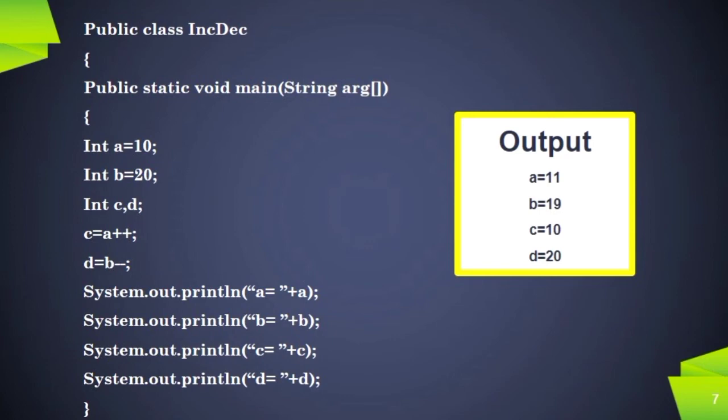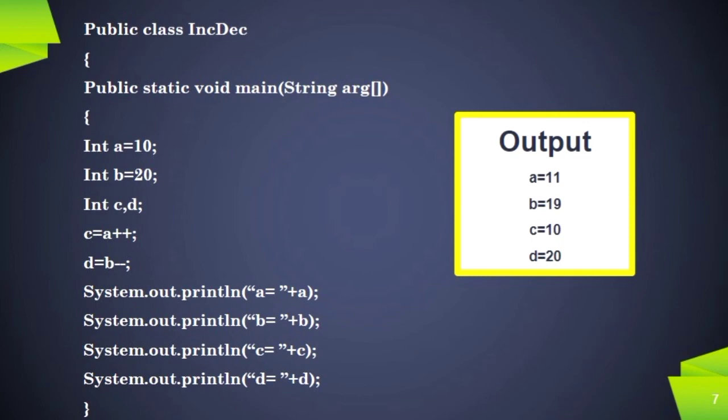Next, system.out.println. What are the outputs we can get from these values? First, I am going to take a is equal to plus a. Plus a will invoke the value 10 and it will increase by 1, so in the output you can see a is equal to 11. Second one, system.out.println b is equal to minus b. Again b will invoke on the value 20. What does b do? B will be decremented by 1. So the value is 20 and it is decreased by 1.